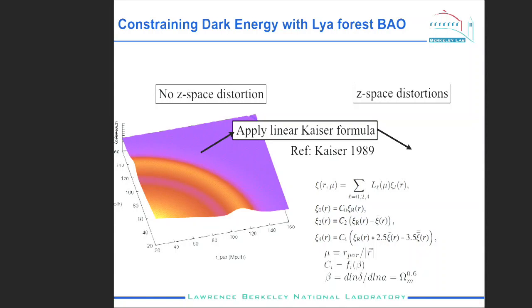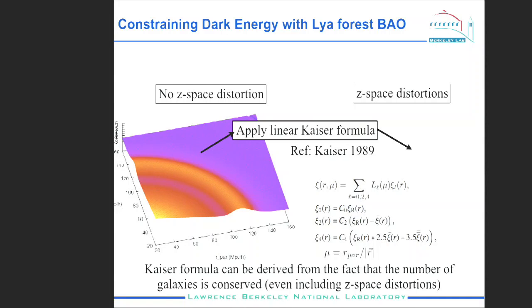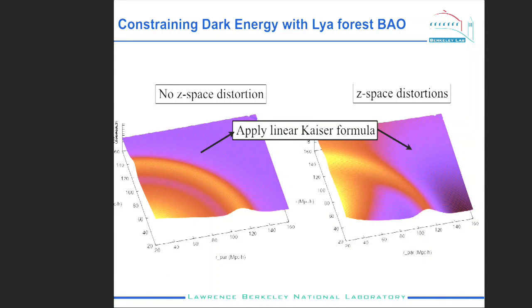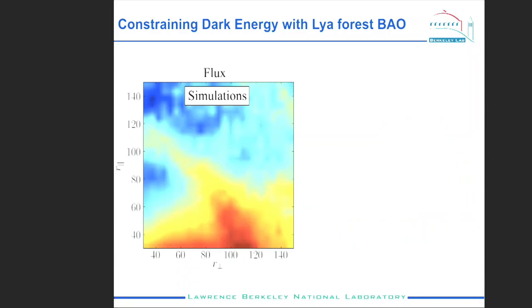This does not have galaxy number. There's no conservation of galaxy number at all, right? This is a flux field, which depends on some optical depth. So why does it work? We still don't know. We apply the Kaiser linear theory. We take a very, very theoretical curve, which is a BAO peak, right? And we apply the Kaiser formula. It has something like this that looks similar to what we saw before.